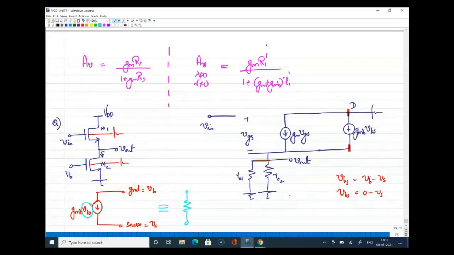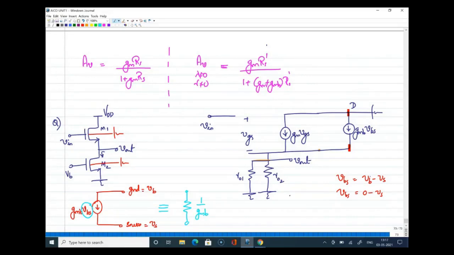By the same method only we represented R naught from G naught VDS. I hope you remember that. In that case, what is the value of this resistance? This resistance can be marked as 1 by GMB. This is a simple thing what you need to understand. So what I have done here is I have a current source whose value is GMB VBS.